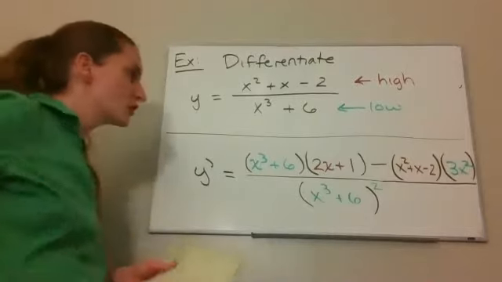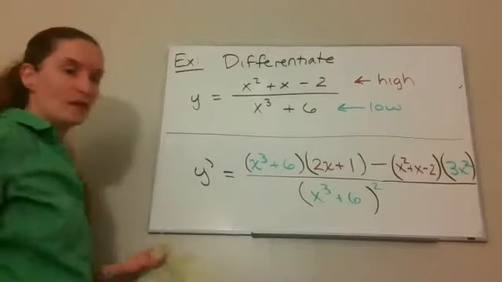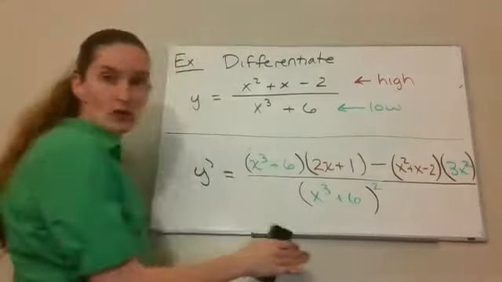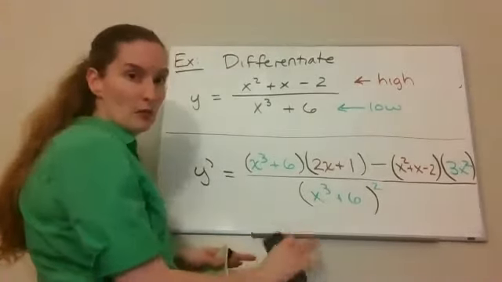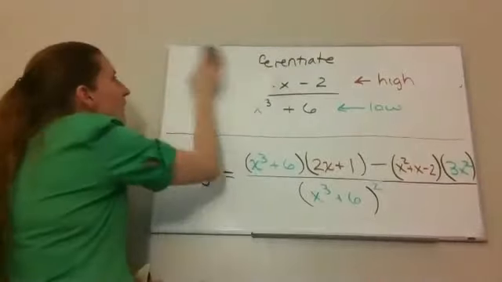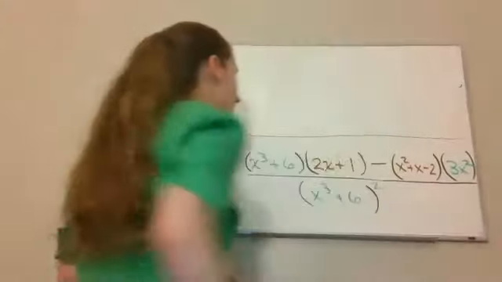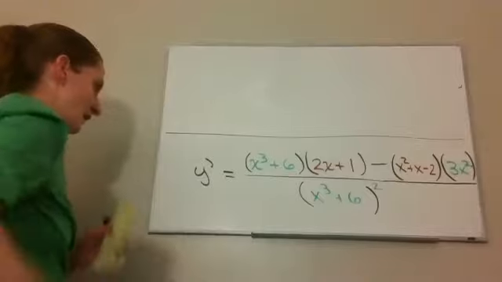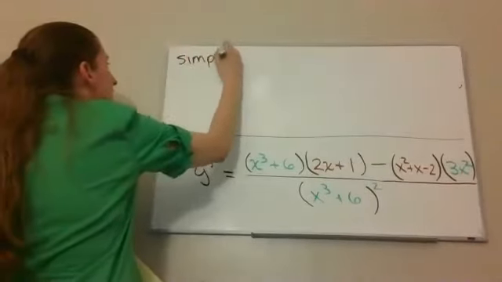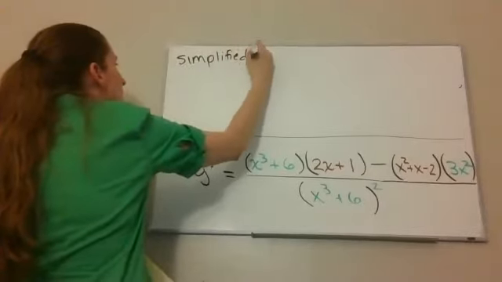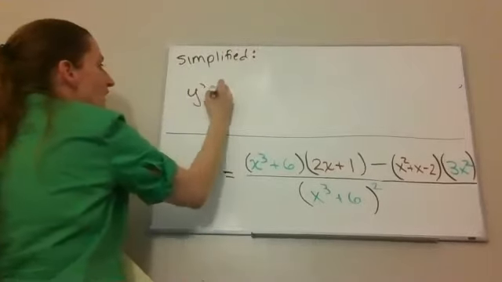However, if you are told to simplify, I would suggest that you do all of your distribution on the top, combine your like terms, but leave the bottom alone. So let's go ahead and simplify this one just to get the practice in. So simplified, we're just going to distribute everything on the top.